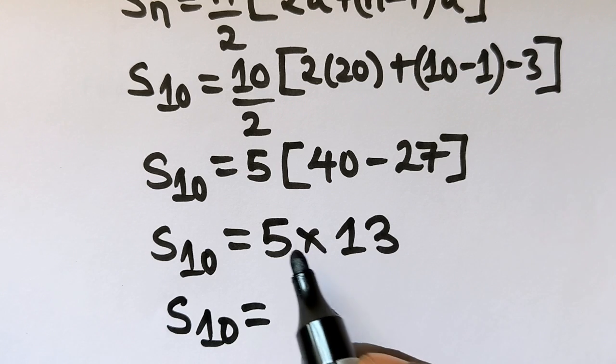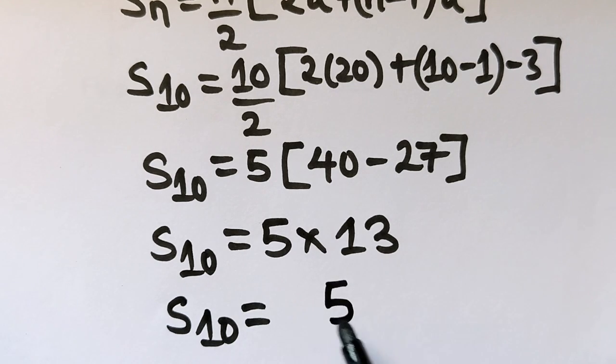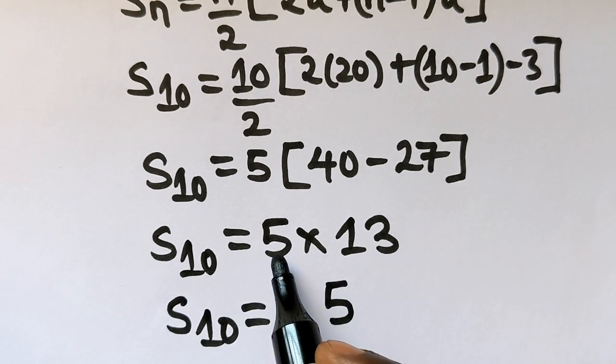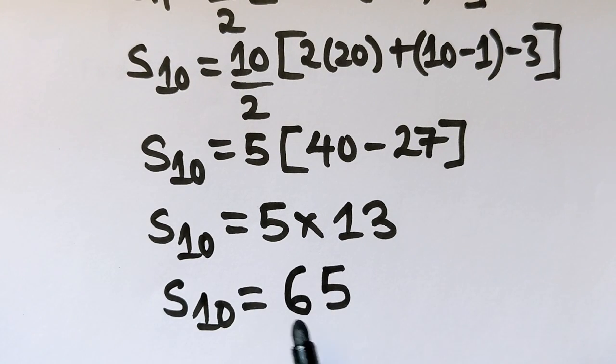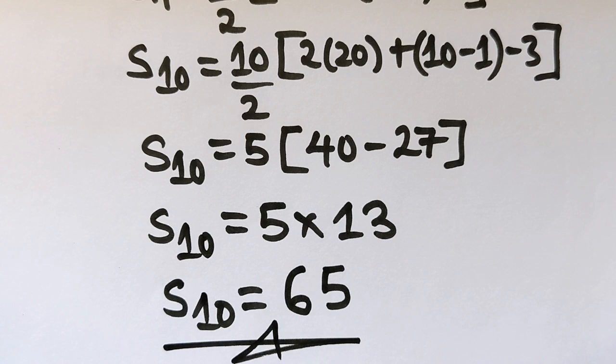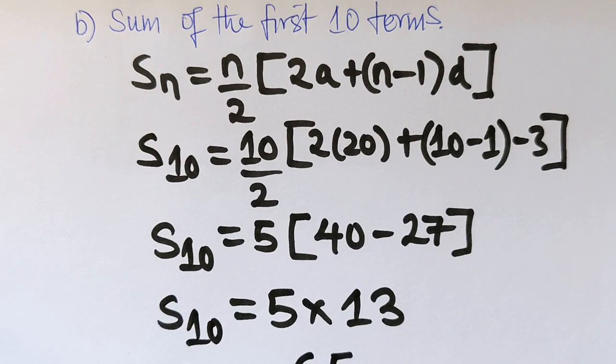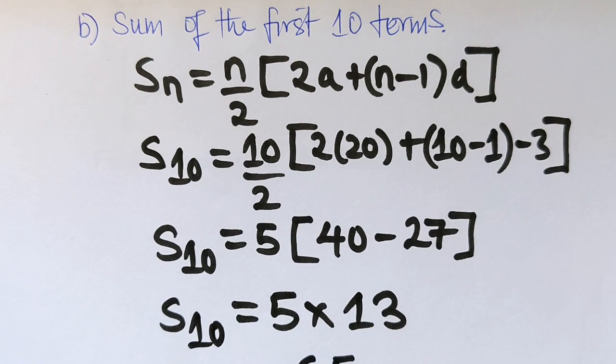S10 is equal to 5 times 3, this gives 15, so carry 1. 5 times 1, that is 5 plus that 1, this gives 6. So the answer is 65 for the sum of the first 10 terms for the sequence 20, 17, 14, where the common difference is negative 3.